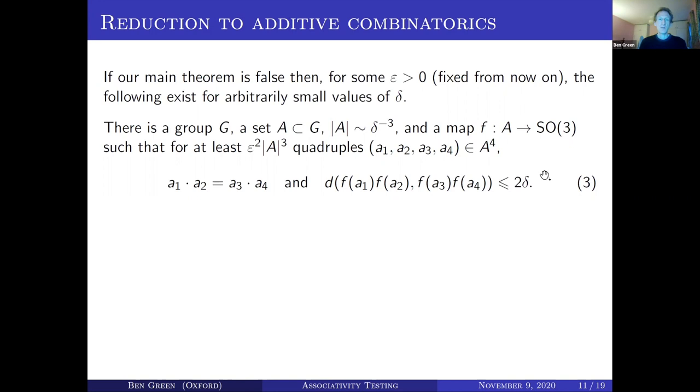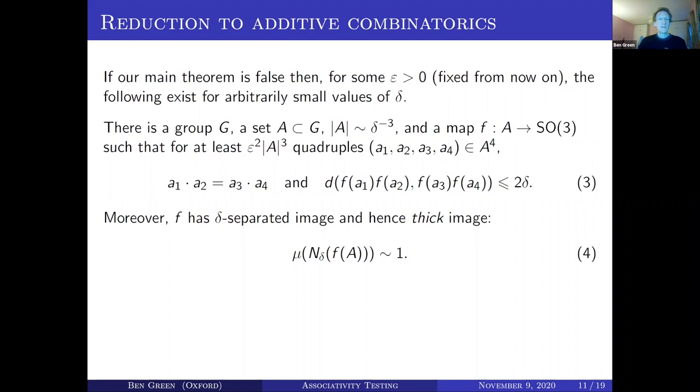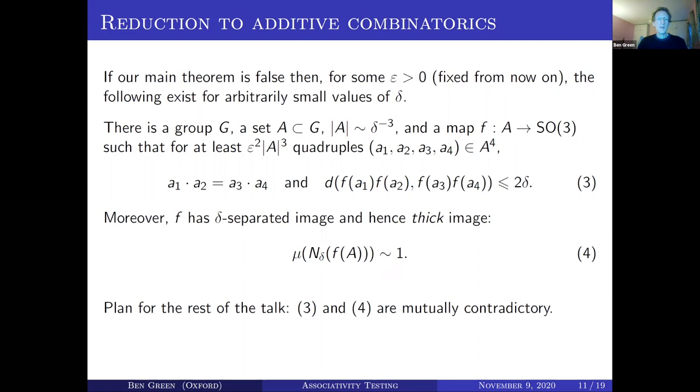So we have this setup. And what I want to show is that that can't happen. Moreover, I should say, the image of F is delta separated and therefore big. Remember X was a maximal delta net in SO3. And so the image of this set A, which is just X, if you thicken it up by delta, has full measure. So the plan for the rest of the talk is to explain why these two statements are mutually contradictory. So you cannot have an approximate homomorphism like this into SO3 from any group G.